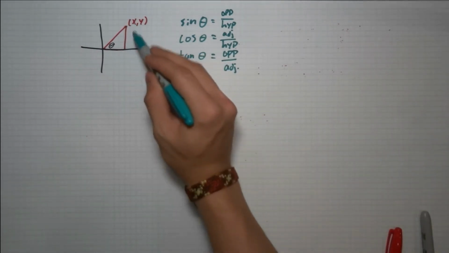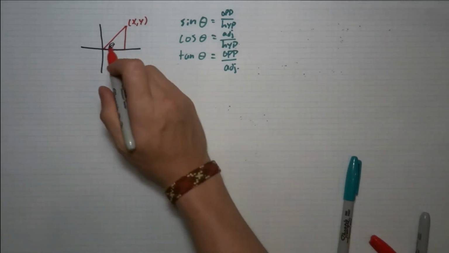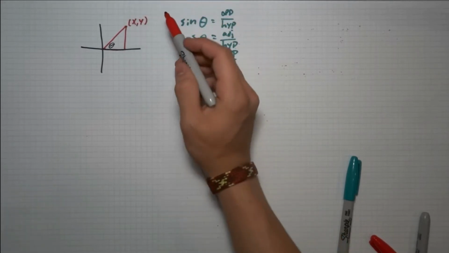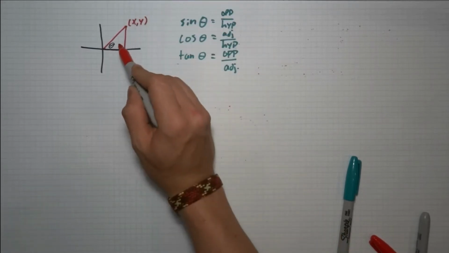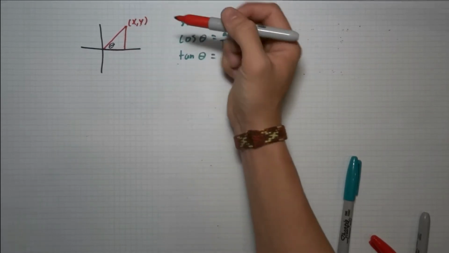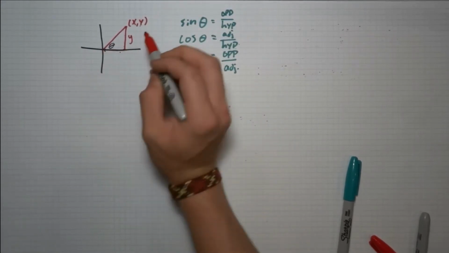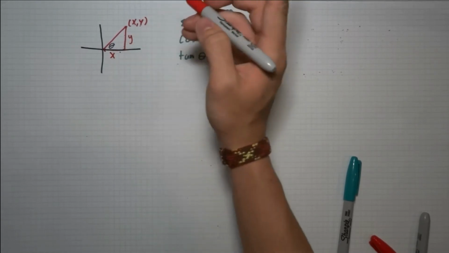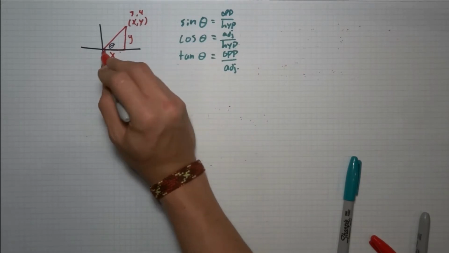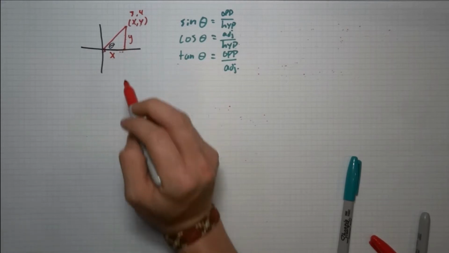So with our triangle right here, if this is our theta, our opposite is going to be this leg, which is the same as our y coordinate, because if this is our y, we're going to go up the same number as y. And this adjacent side is going to be the same as our x coordinate. So for example, if it was 3, 4, this distance would be 3, and this distance would be 4. So this is x and this is y.